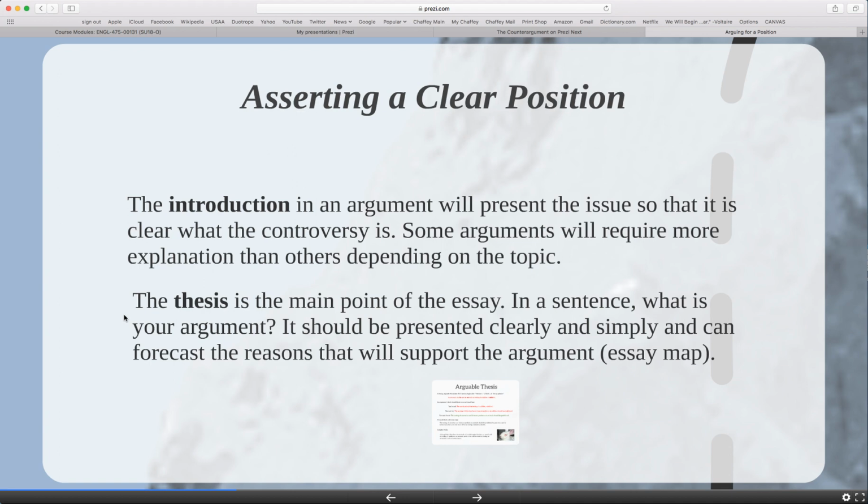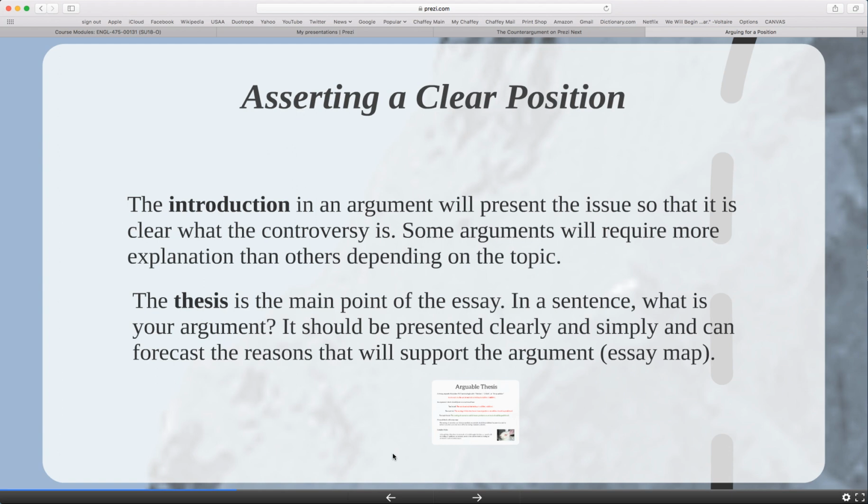Make sure you present that clearly and simply, and if you can, preview the reasons that you're going to use as support. So think of an essay map here, if you can get all that in there, right? Something I want to point out here, because this might help you long term when you go into the next English course and you're thinking, oh my gosh, how am I going to write that 7-page or 10-page essay? This is the key right here, that thesis and that essay map.